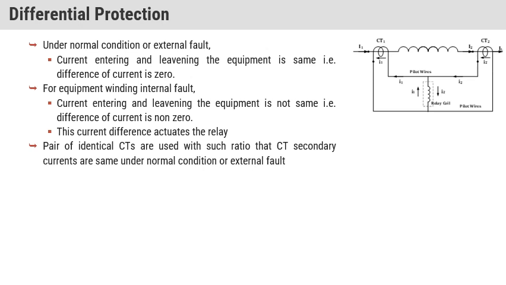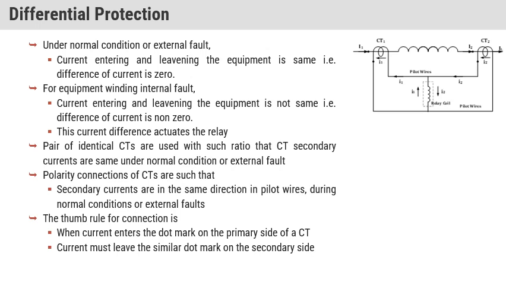So we have to use a pair of identical CTs, because even if the turns ratio is the same, due to minor construction defects both CTs may work differently, and if the CT secondary currents are different, then our relay operates in an inappropriate manner.